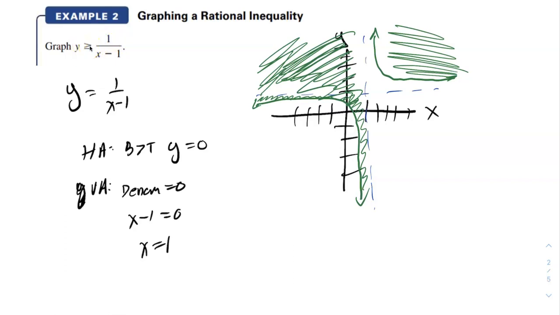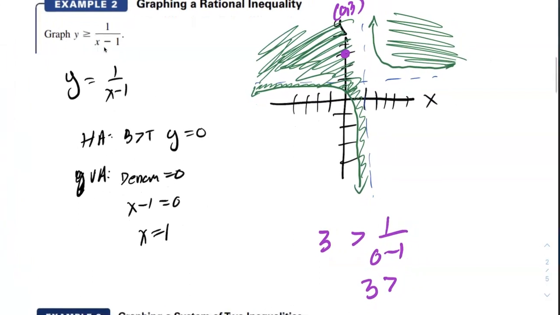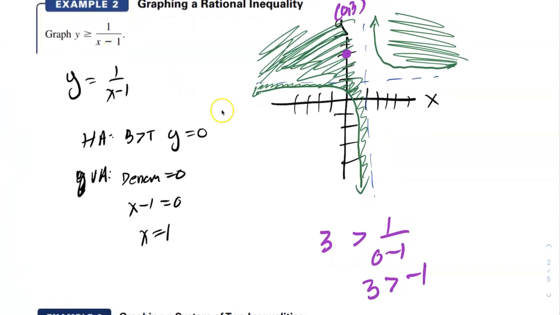If you're not sure, you can always plug in a test point. Like in this case, if I were to plug in the test point of, let's say, (0, 3). So you just plug it into this equation here, and we get 3 is greater than 1 over 0 minus 1, which is saying 3 is greater than negative 1. That is a true statement. 3 is greater than negative 1. So I would shade where that test point is. So I would shade over here, which I already did. So again, either greater than means above, less than means below, or do the test point.